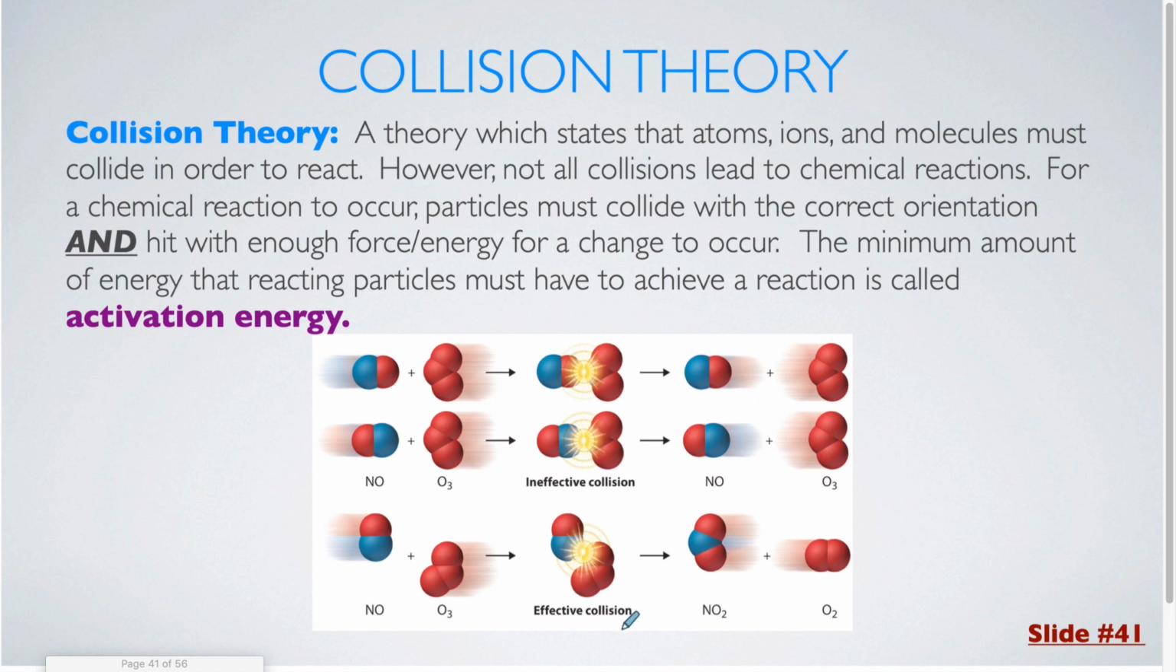In our effective collision on the bottom, these two molecules must have hit with sufficient force, and they also have a better orientation so that this part of the molecule, this atom, can detach and combine to make the nitrogen dioxide.